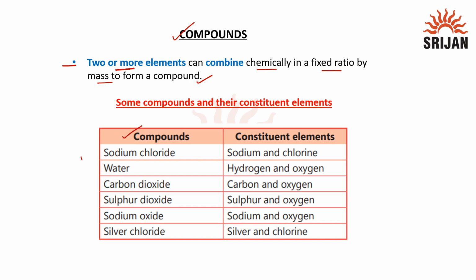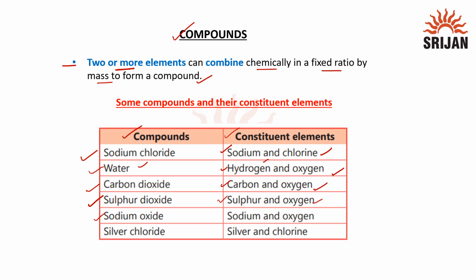So the first one is sodium chloride. What are the constituent elements it contains? It is sodium and chlorine, right? The next one is water. It contains hydrogen and oxygen. Now the next one is carbon dioxide. It contains carbon and oxygen. The next one is sulfur dioxide, and it contains sulfur and oxygen.